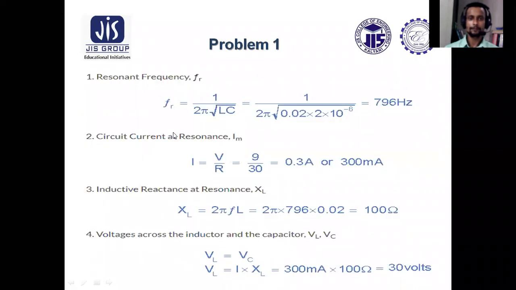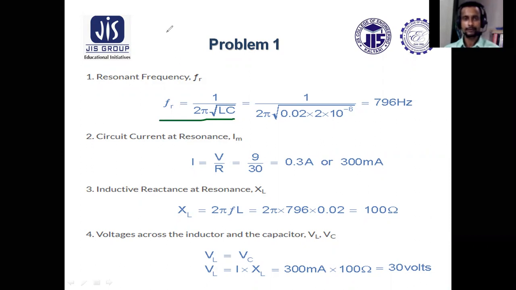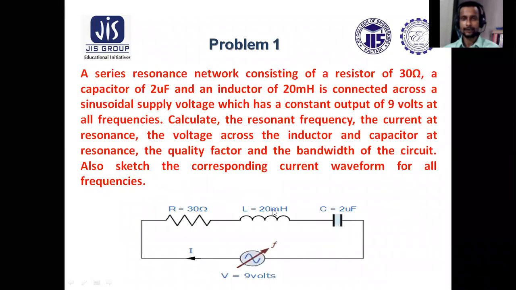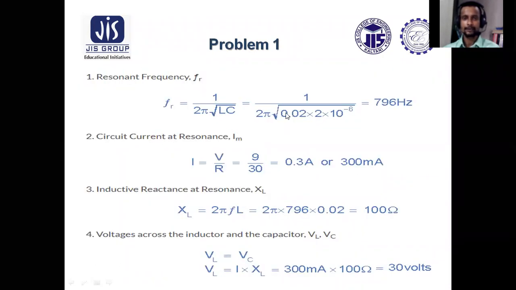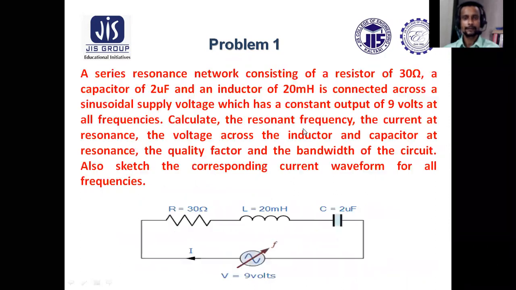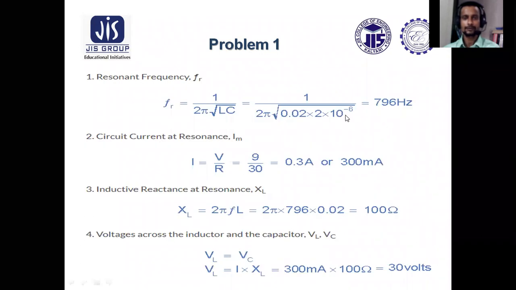Let us solve the problem. This is the formula for resonant frequency of a series RLC circuit. FR equals 1 by 2 pi under root LC. The value of the inductor is 20 millihenry, that is 0.02 Henry. Capacitance is 2 microfarad, that is 2 into 10 to the power minus 6. So FR, the resonant frequency, is 796 Hertz.